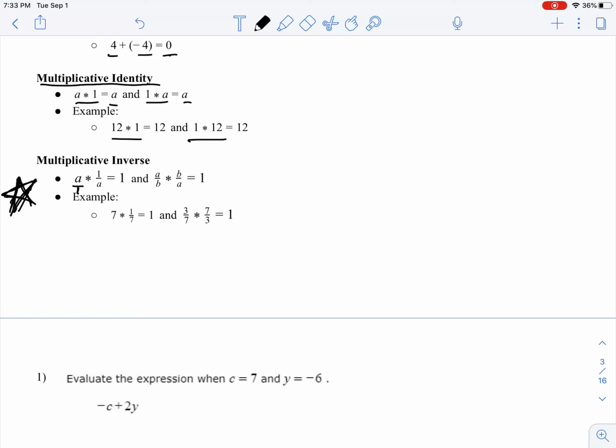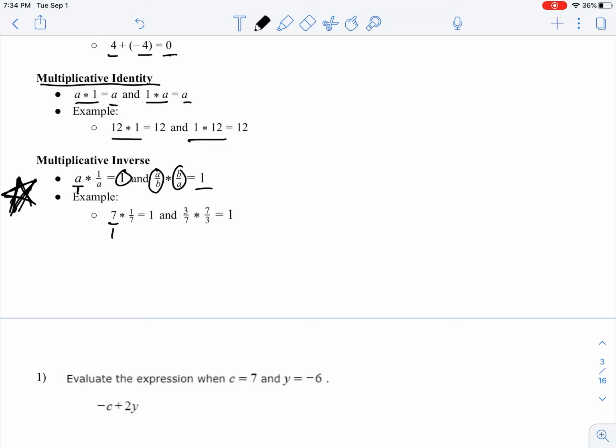And I'm just multiplying it by whatever it would be if I flip that fraction around. So a over 1 times 1 over a is going to equal 1. And in fact, that's true for every fraction. If you take a fraction and then flip it upside down and multiply it, it'll equal 1. You can try that on a calculator if you don't believe me. But 7 over 1 times 1 over 7 equals 1. 3 over 7 times 7 over 3 equals 1.